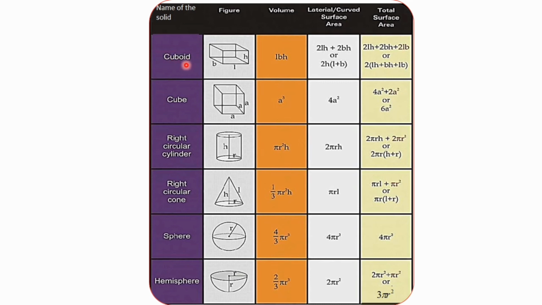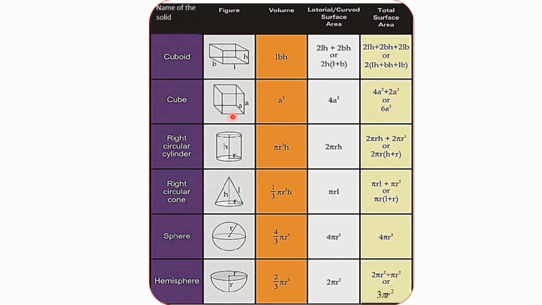The first shape is cuboid. Length is represented by the letter L, breadth is represented by B, and height is represented by H. Then the volume is L into B into H. Lateral surface area is 2H into (L plus B), and the total surface area is 2 into (LH plus BH plus LB).